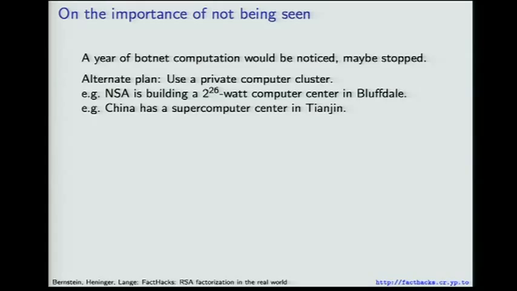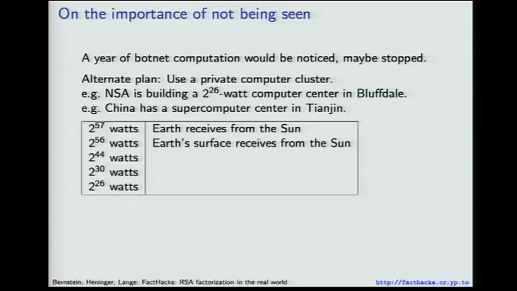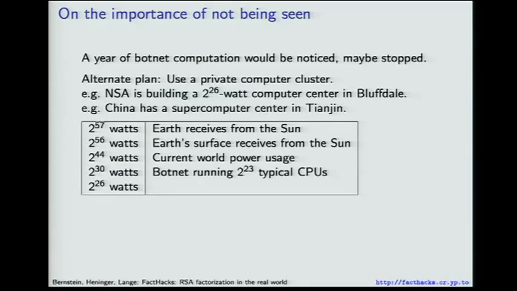So what is NSA doing with 2 to the 26 watts? Or maybe even with more watts? You shouldn't actually think that 2 to the 26 is such a big number. Here's a little table. 2 to the 57, admittedly, is pushing it a little bit. This is the total power that the Earth gets from the sun, of which about half gets to the Earth's surface. 2 to the 44 is the amount the human race is using right now. It varies a little bit, but this is the average power, including cars and such.